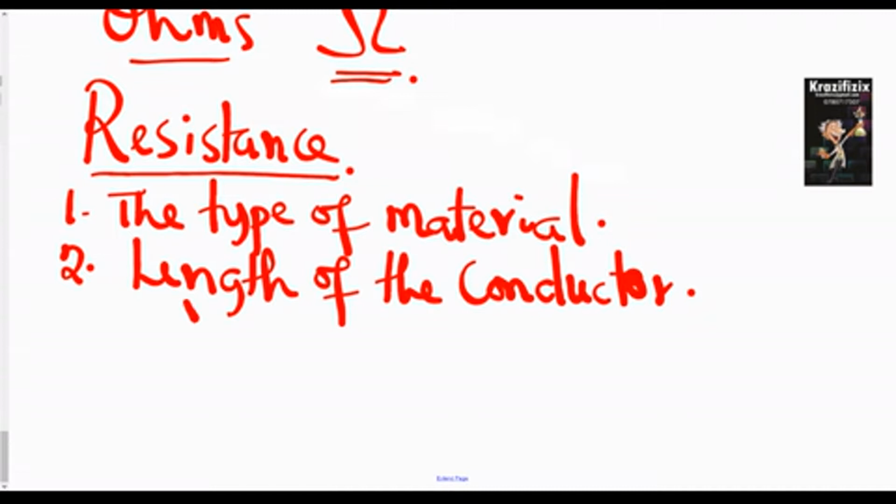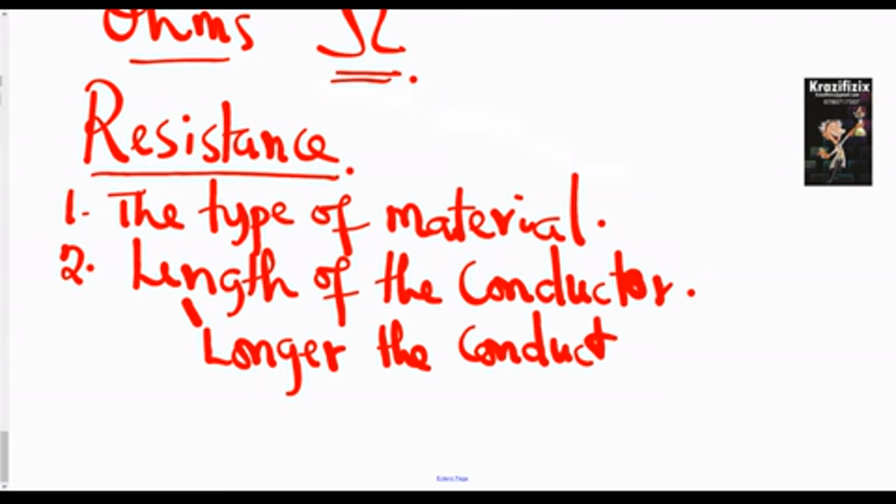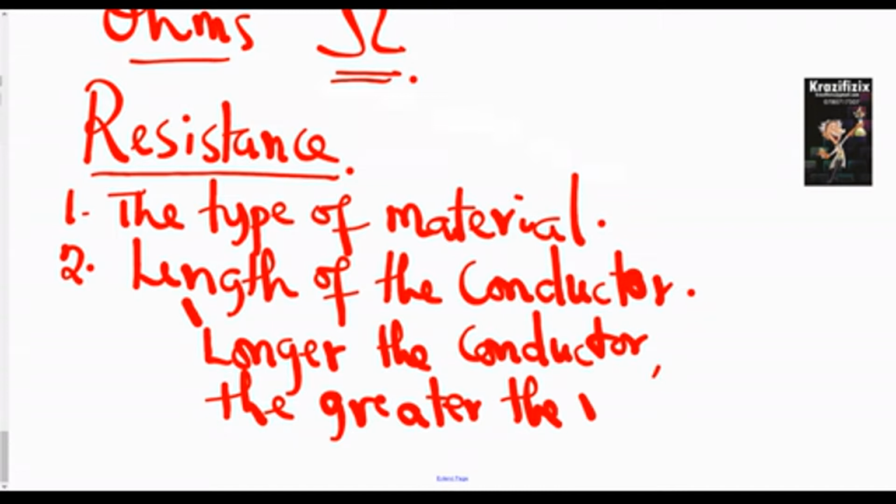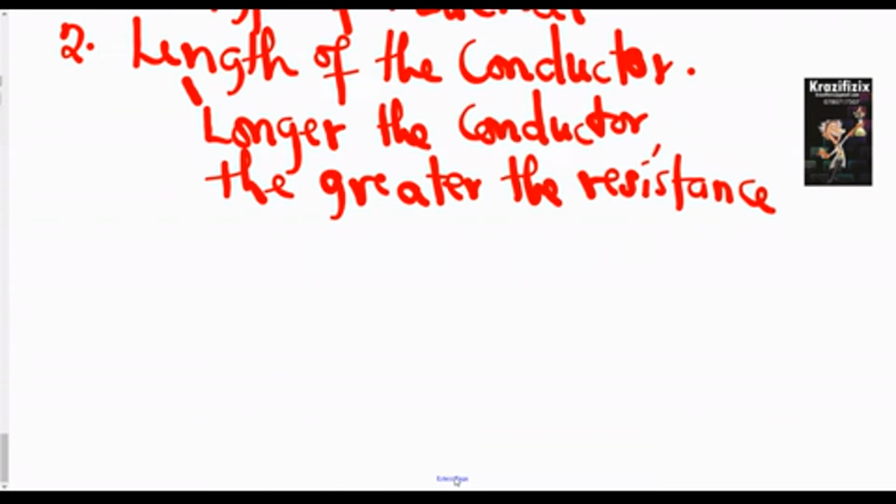The longer the conductor, the greater the resistance, because current will have to travel over a long distance. So that's one of the things that affect the value of our resistance. Number one, the type of material. Number two, the length of the conductor. Number three, the thickness of the conductor.